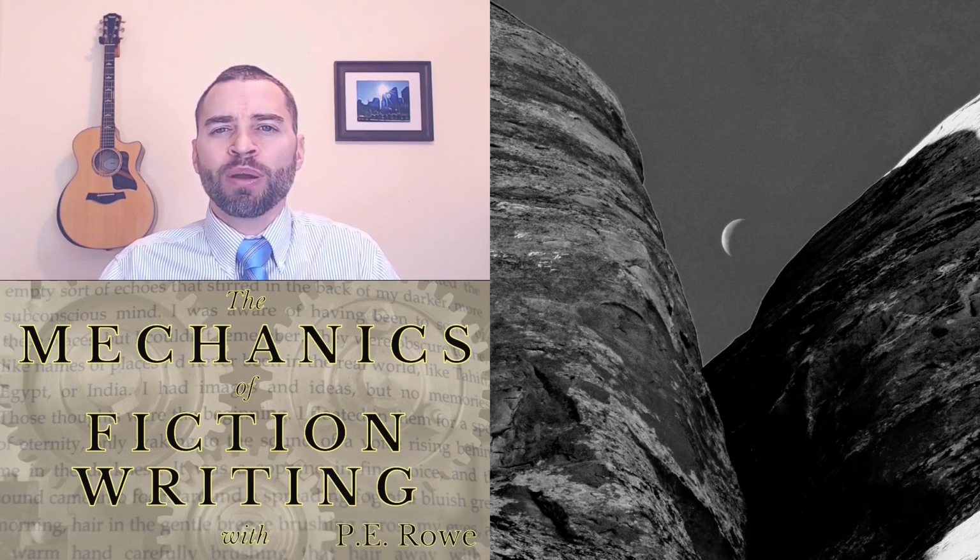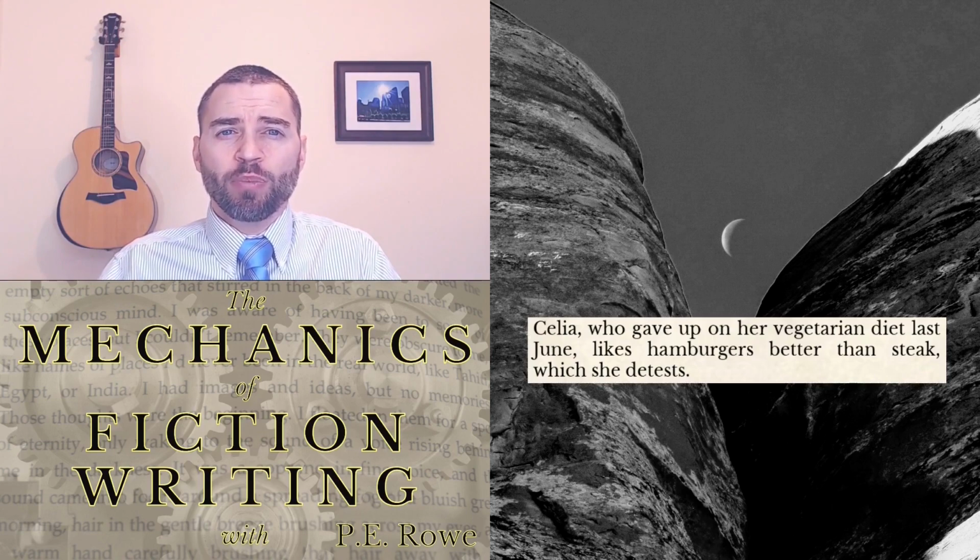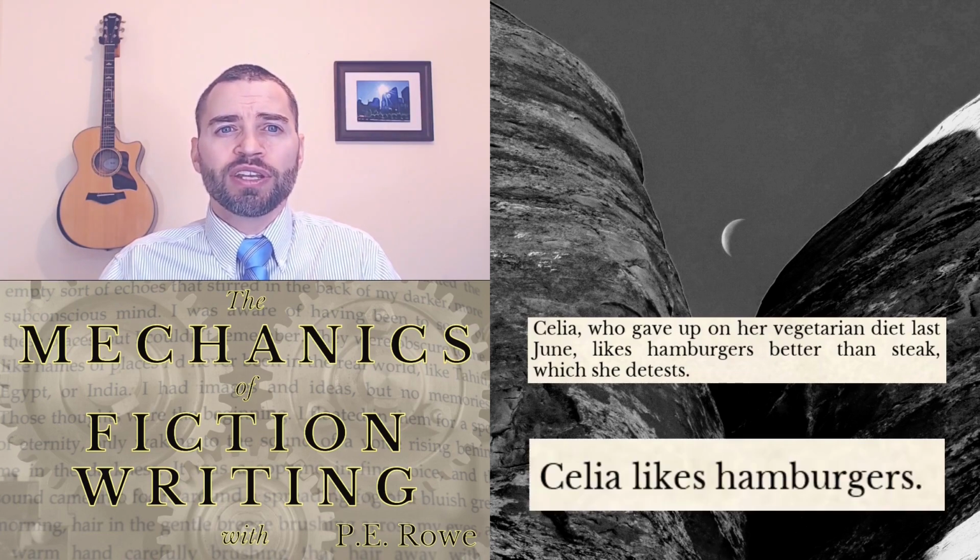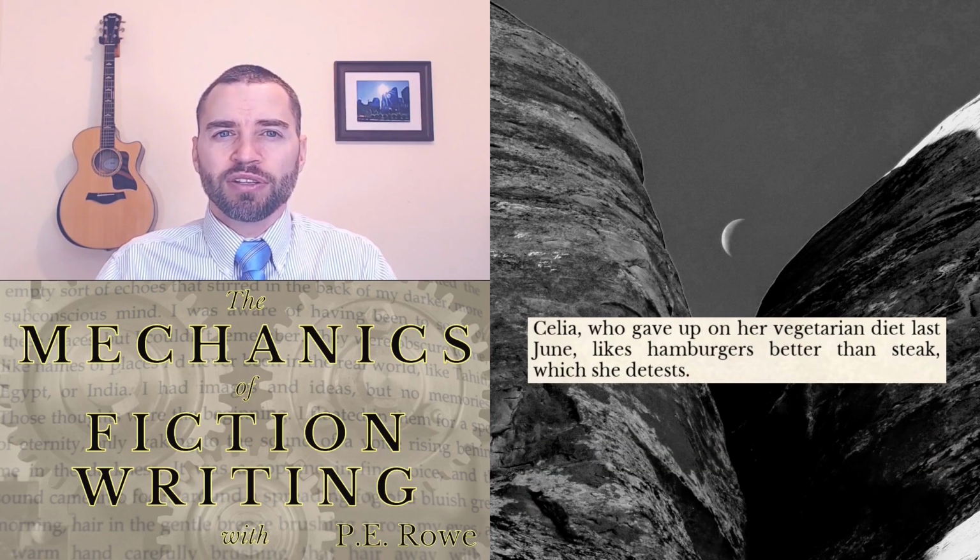But it's important to remember that no matter how complex the sentence gets, the reader is always looking for the main elements of the base clause to make sense of it. The pith. Everything in the sentence, Celia, who gave up on her vegetarian diet last June, likes hamburgers better than steak, which she detests, comes down to 3 words. Celia likes hamburgers. When a reader reads Celia, they hold their mental focus on her, wondering, what should I know about Celia?